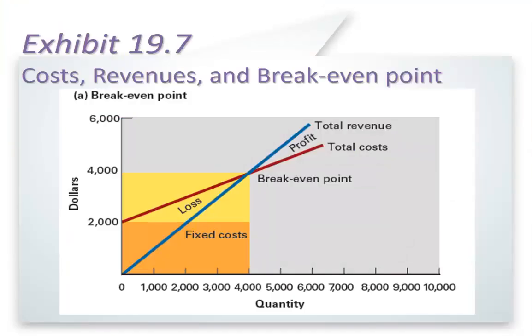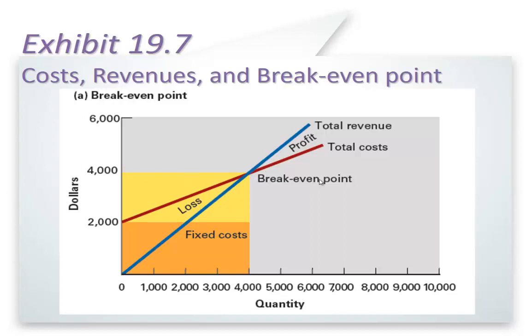Exhibit 19.7 shows the relationship between cost, revenue, and break-even point. Break-even analysis determines what sales volume must be reached before the company breaks even and no profits are earned. Its total cost equals total revenue.